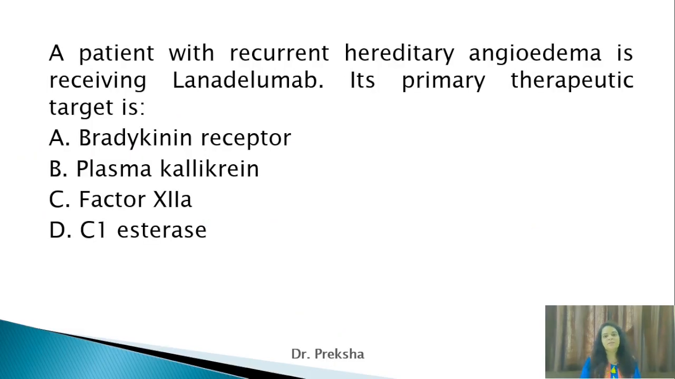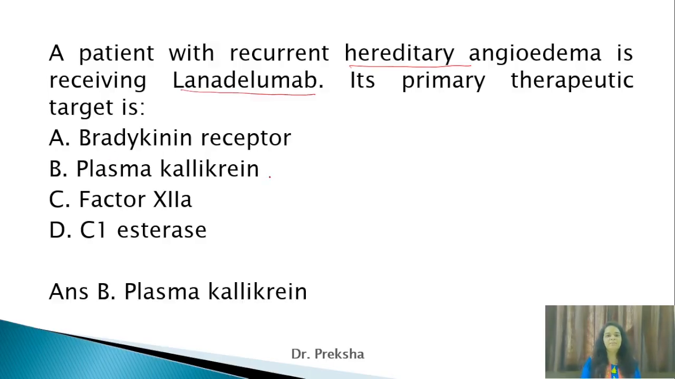Now let us discuss one important MCQ. A patient with recurrent hereditary angioneurotic edema is receiving lenalidomide. Its primary therapeutic target is: bradykinin receptor, plasma kallikrein, factor 12A, C1 esterase. So remember, lenalidomide acts on plasma kallikrein. So here the correct answer is plasma kallikrein. So lenalidomide's primary therapeutic target is plasma kallikrein.